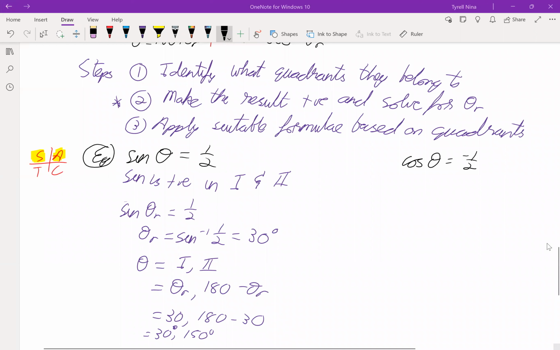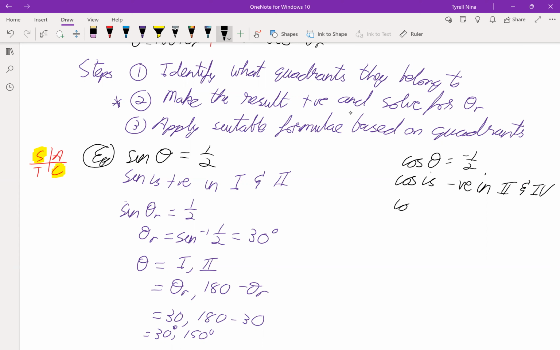Right, sorry about that, guys. Right, so if you did it correctly, you get, let's look at it now, right? So cos is negative in the second and the third quadrant. So it will be second and third, right?